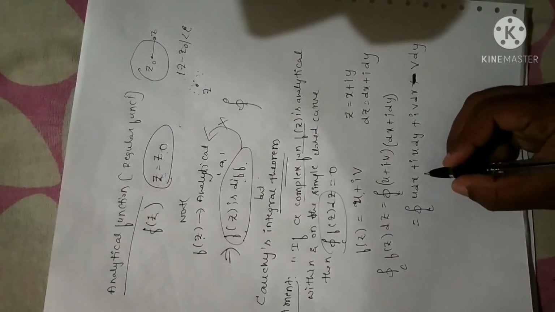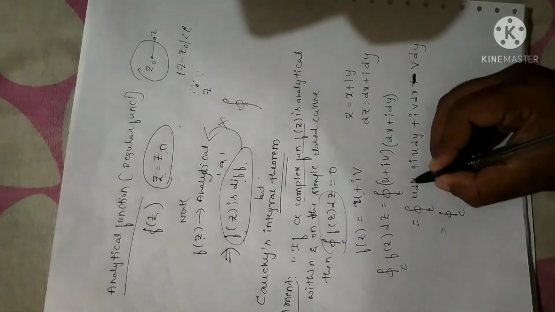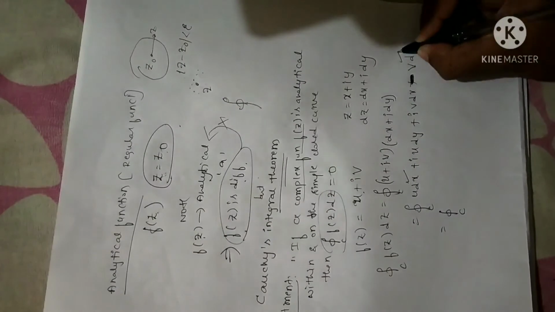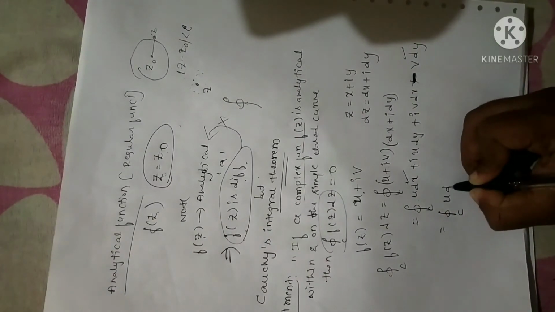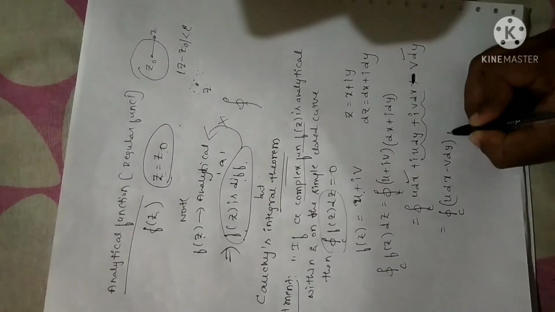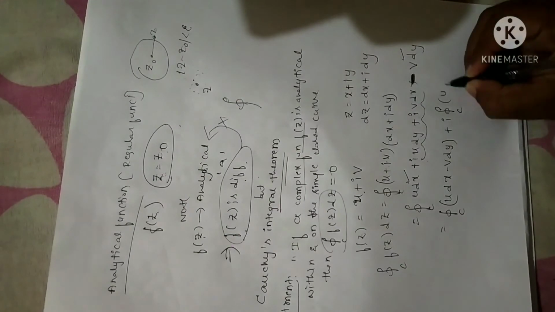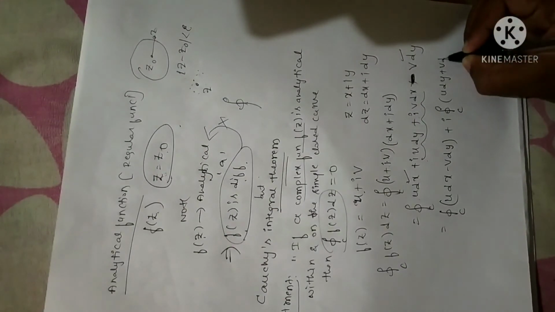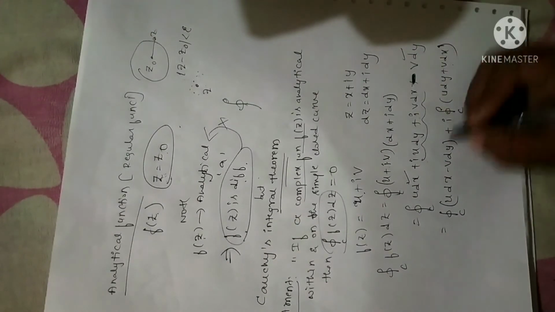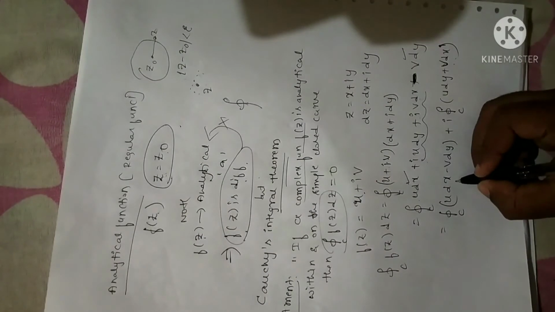Further, let me simplify this. I am going to group this as terms containing i and terms which are independent of i. In these two terms, we don't have i, so let me write separately u dx minus v dy. Now I am going to separate this integral. I am going to take i as a common factor, so you will get u dy plus v dx. I have taken i as a common term. And the remaining terms which are independent of i I have written here.